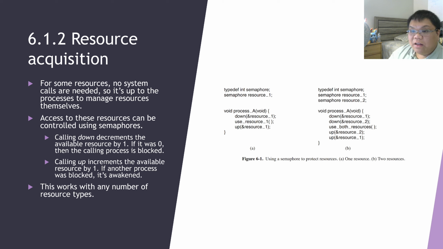For some resources, no system calls are needed. It's up to the processes to manage resources themselves. We can do this using semaphores. Semaphores are values that indicate how many of a resource are available, and there are two operations called down and up. When we call down, it decrements the available resources by 1. If that was 0, then the calling process is blocked. Calling up increments the available resource by 1. If another process was blocked, that process is awakened. This also works with any number of resource types.